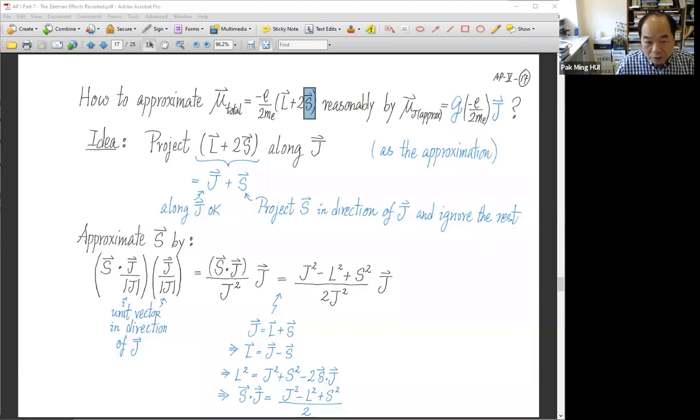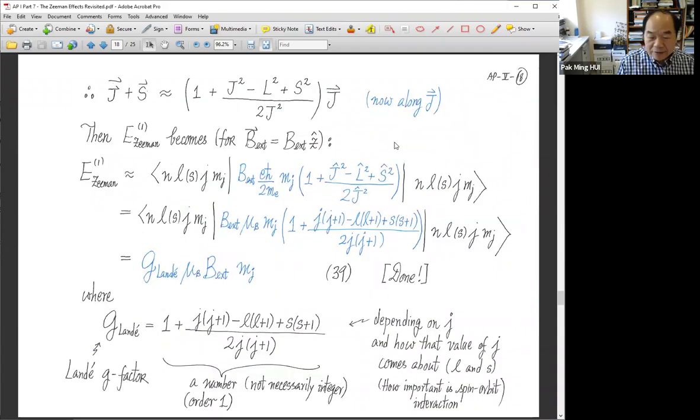And so we do that, and then L plus S, that is J plus S, that is L plus 2S, becomes a factor and then J. This is approximated. We ignore the other components.